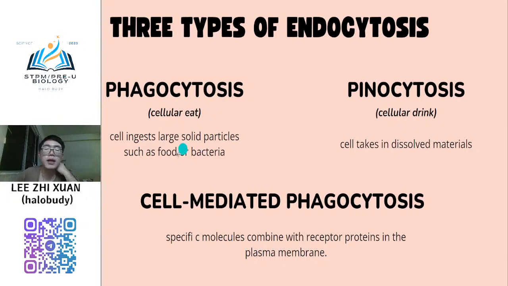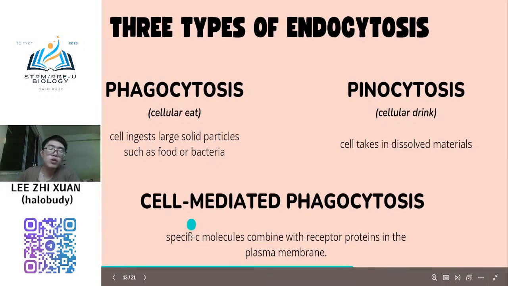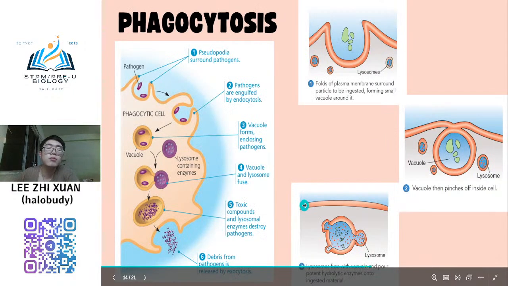Memang solid particle punya. Large solid particle. Pino meaning that it will involve only dissolved material. Normally it already is a very small particle one. But for this one, it will involve large particle. Normally, it's the food or bacteria. And then cell-mediated is more spatial. It will involve the specific molecule combined with the receptor protein in the plasma membrane. So this one later I will explain.